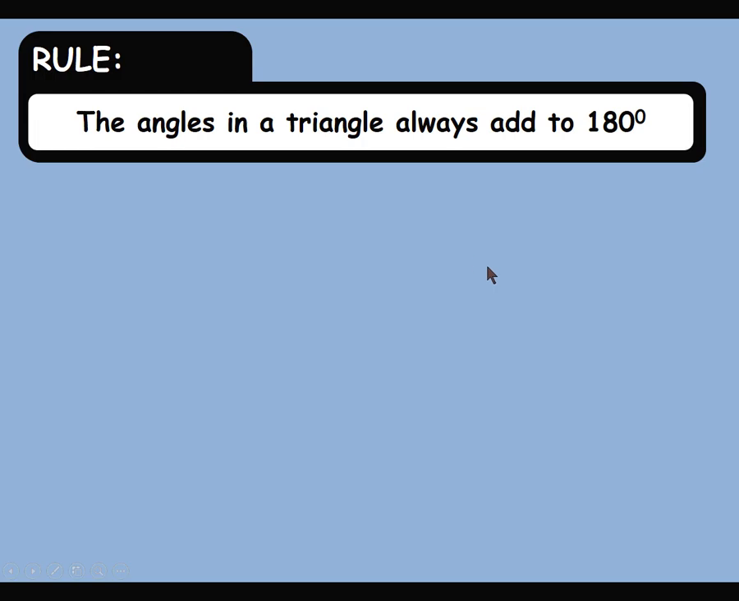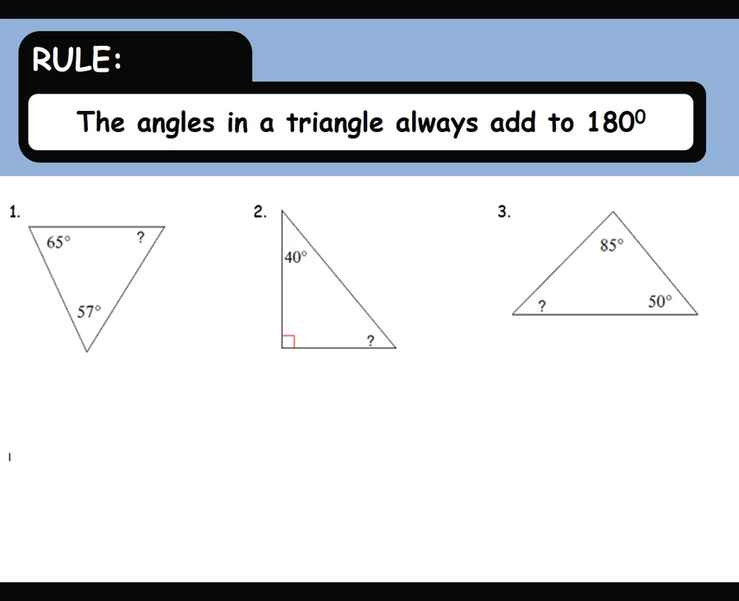So if none of that makes sense to you, if you had trouble remembering that, no big deal. Here's the rule that you've got to remember. The measures of the angles in a triangle always add to 180 degrees. This rule will come up over and over again all year. It's one that you will have to commit to memory if you don't already know it. The measures of the angles in a triangle always add to 180 degrees.